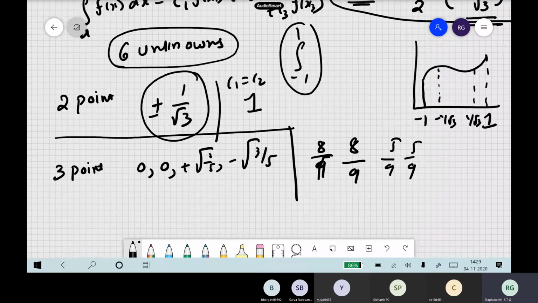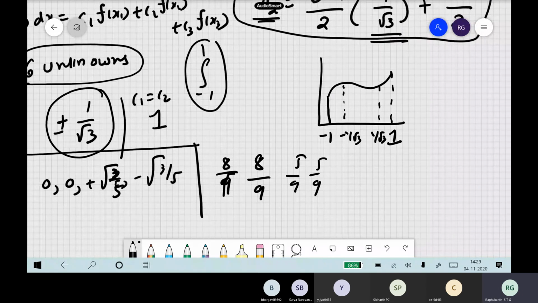Now suppose if you use a 3-point formula, where are the Gauss points located? So one of them is at 0. The other one is at plus root of 3/5, and the other one is minus root of 3/5 actually. Like that you have several Gauss points.